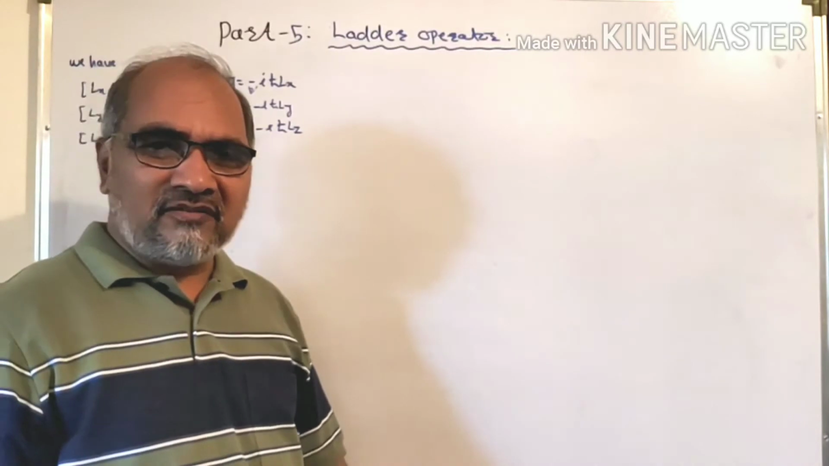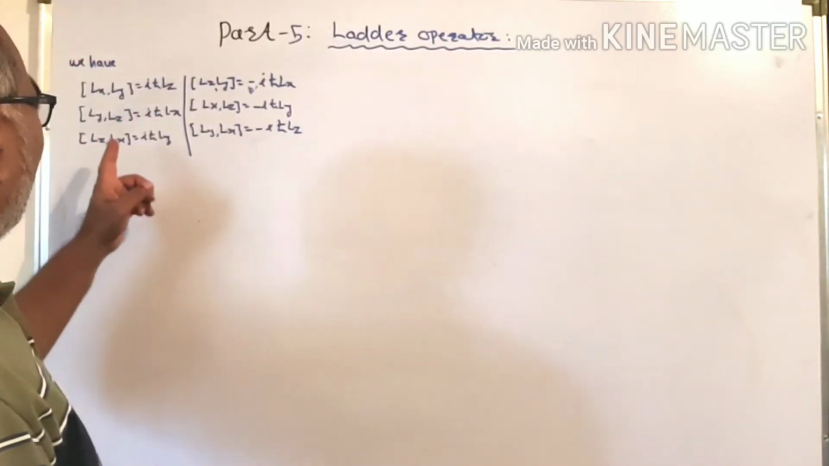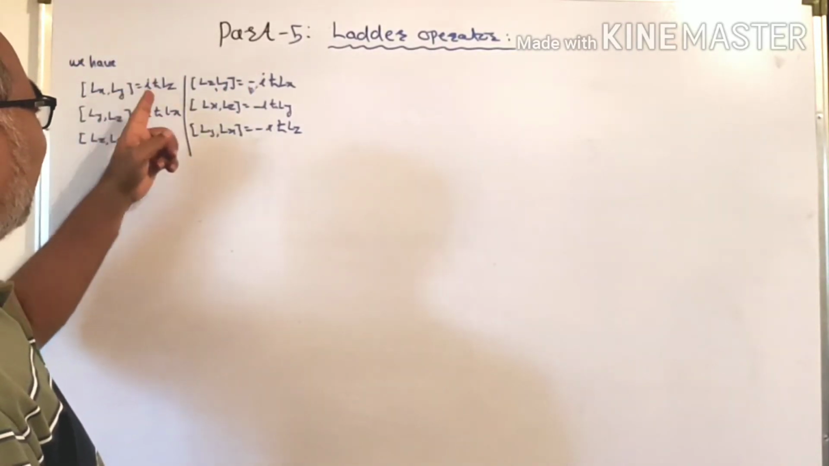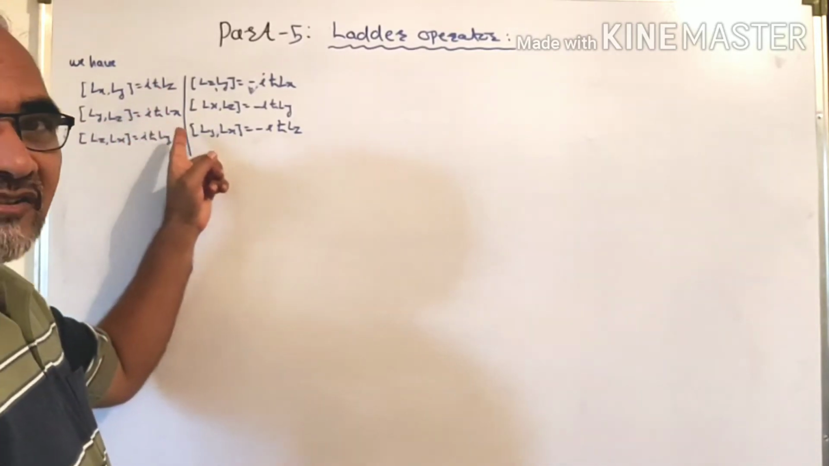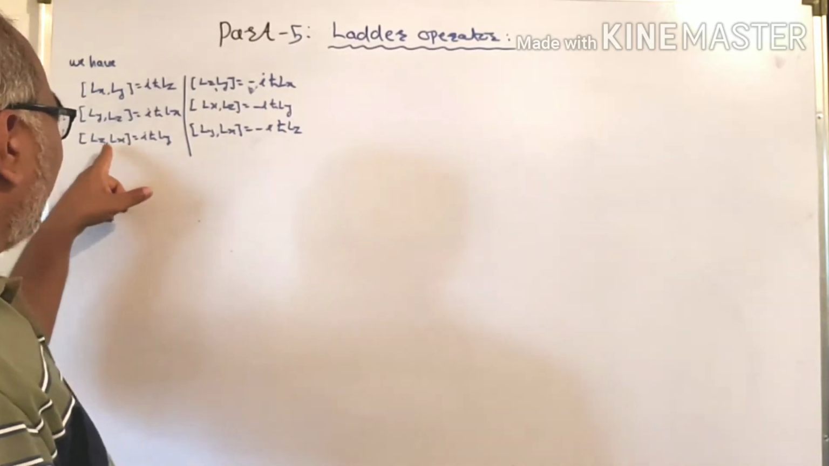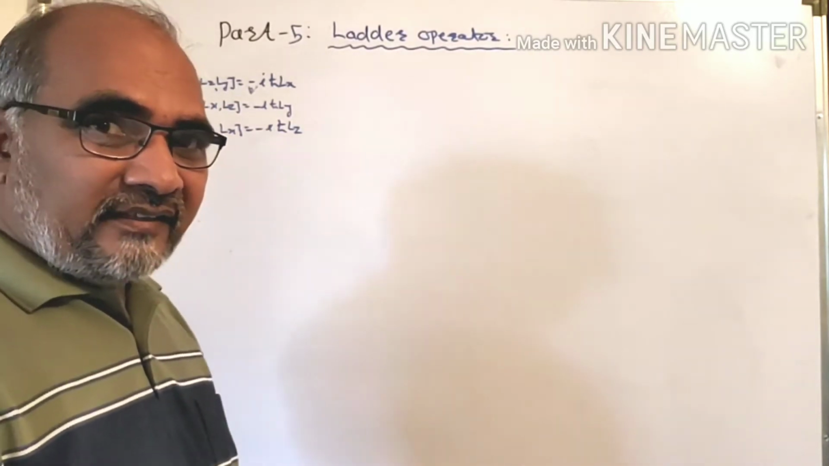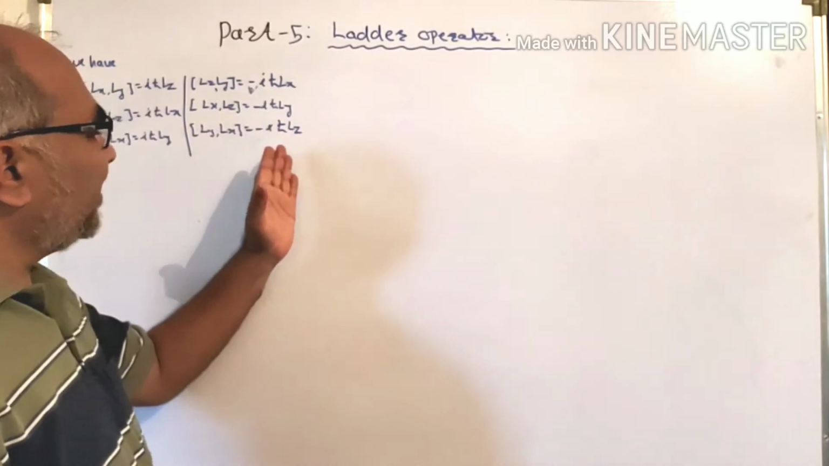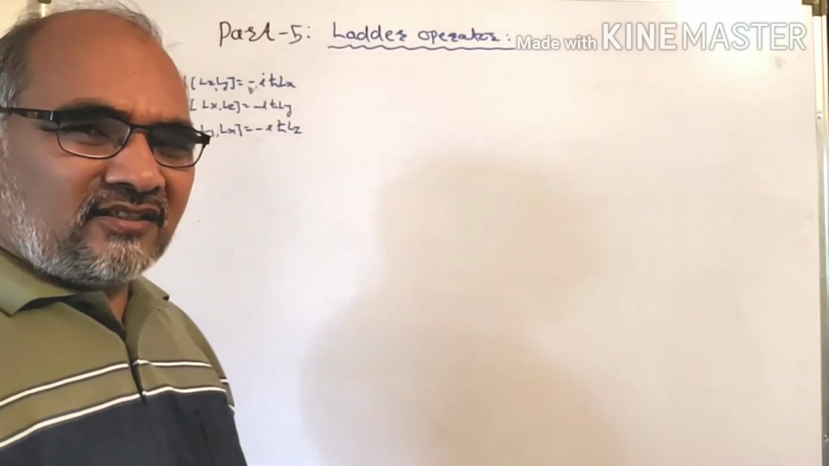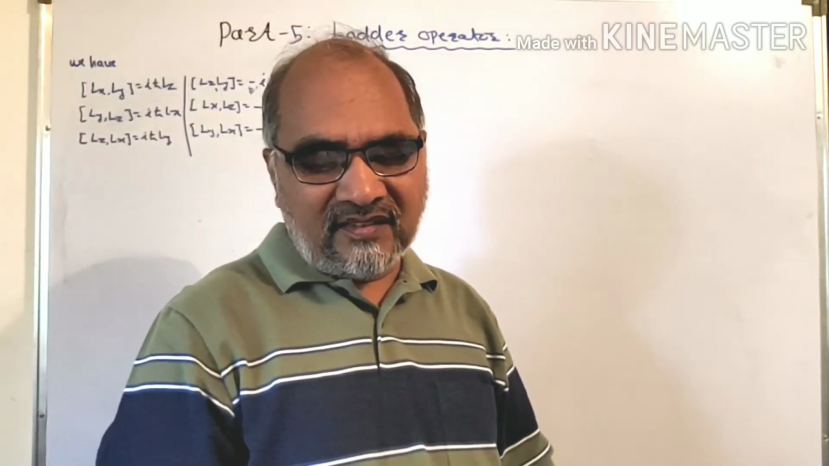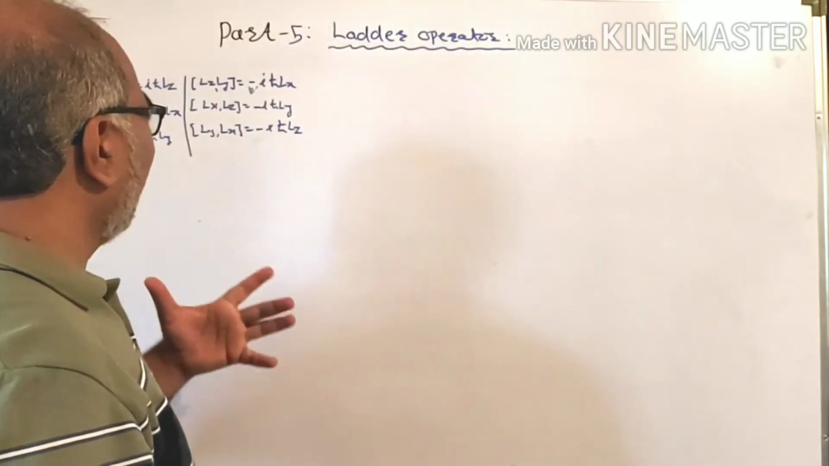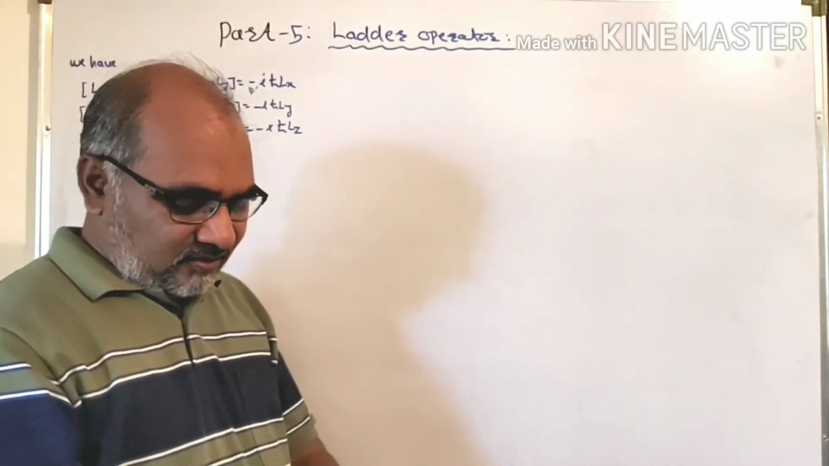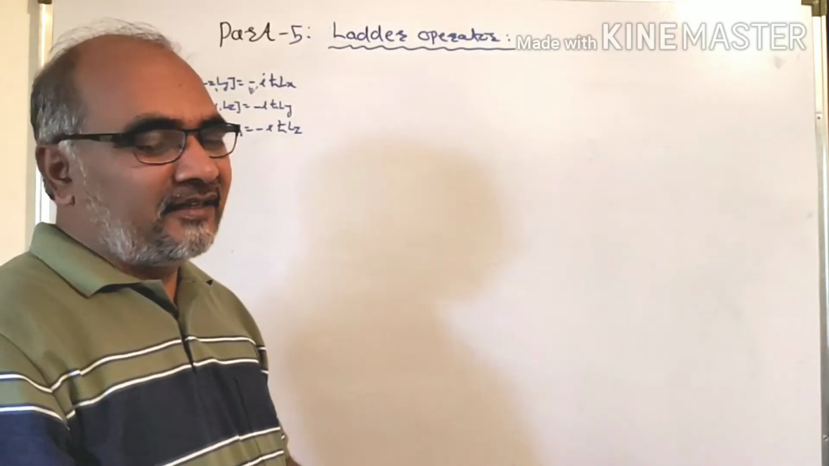We have already seen the commutation relations between Lx, Ly: [Lx, Ly] is equal to i h cross Lz, [Ly, Lz] is equal to i h cross Lx, and [Lz, Lx] is equal to i h cross Ly. The minus sign appears because of the rotationally reverse direction. So these are the commutation relations between these components of angular momentum, Lx, Ly and Lz.